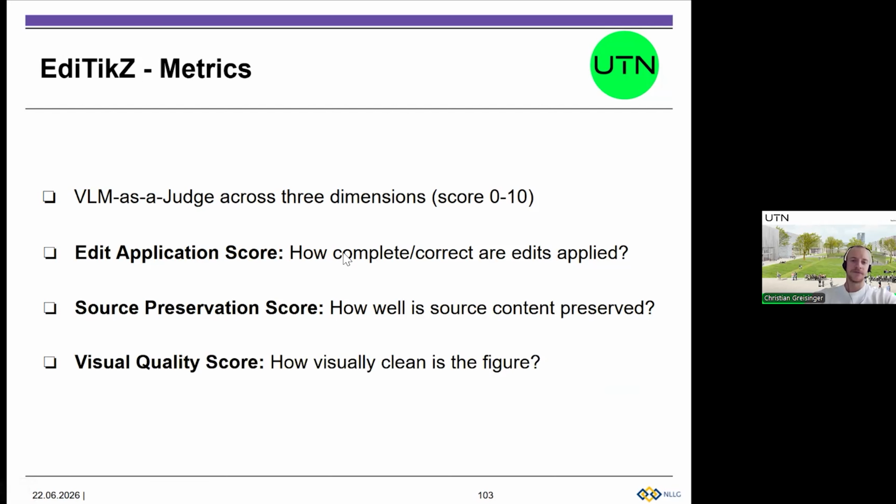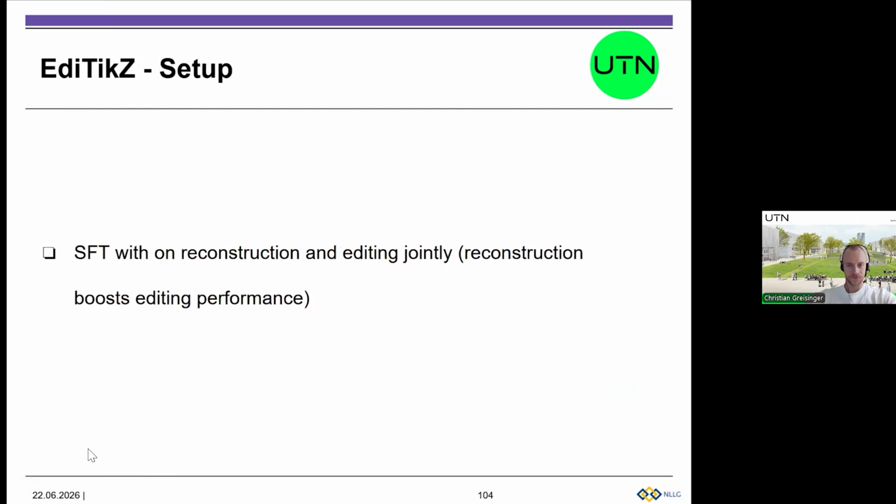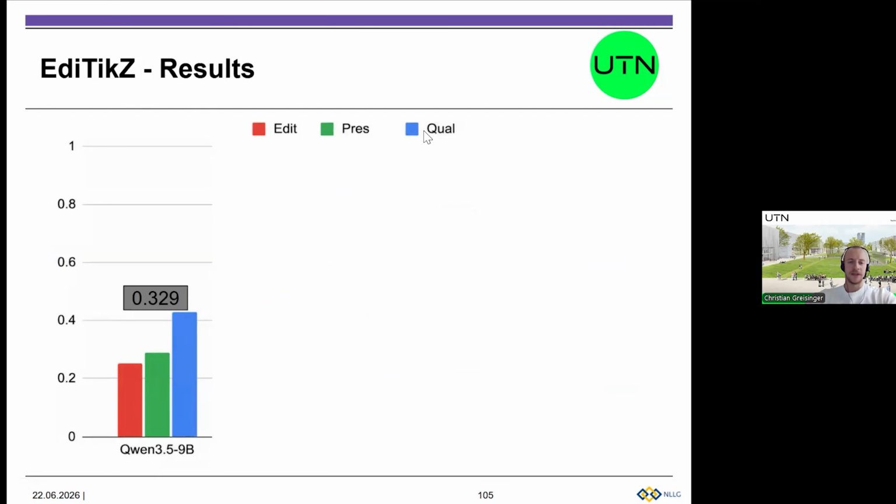And the third one is visual quality score. The figure can both apply the correct edits and the source could be preserved, but the quality could still be bad. For example, if there are misalignments or bad alignment, spatial relationships are not perfect, or overlap between different objects. For the results, we're fine-tuning Qwen 3.5 9 billion, evaluating across those 3 different dimensions. We have an average score of 0.33.